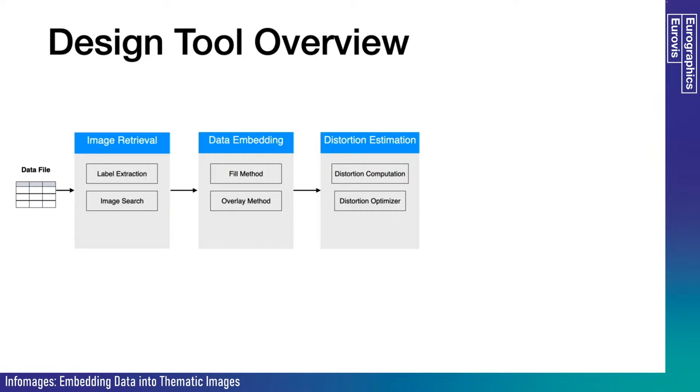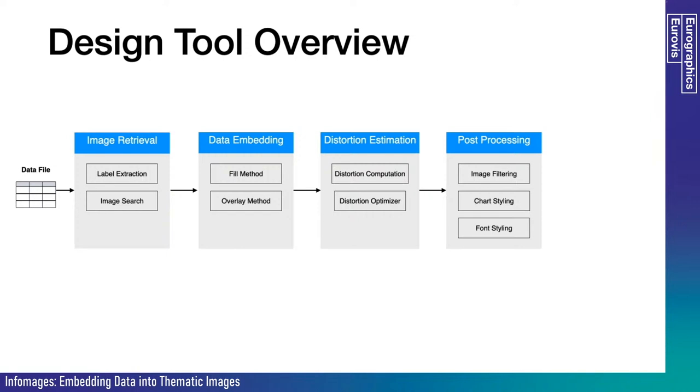Once the user is satisfied that the distortion is acceptable, he or she moves on to the post-processing step. This involves chart styling, such as changing the colors or adding glows to chart elements, or filtering the background image, as well as styling the fonts, thus creating the final info image. Due to the time limit, I will only discuss the details of our data embedding and distortion estimation method.